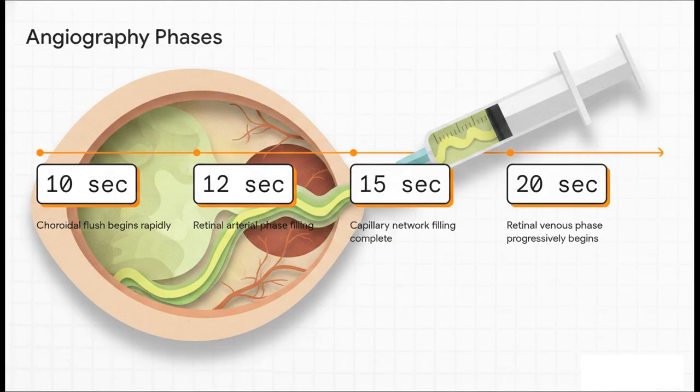At about 10 seconds, boom, we see a diffuse background glow. That's the choroidal flush, filling fast because of those leaky fenestrated capillaries. Then, just 2 seconds later, at 12 seconds, the dye sweeps strictly into the retinal arteries, pushes through the whole capillary network by 15 seconds, and finally drains out via the retinal veins right around 20 seconds. It happens so incredibly fast.